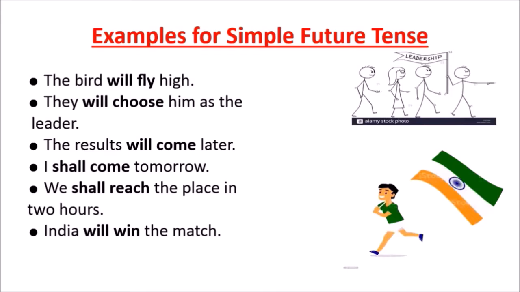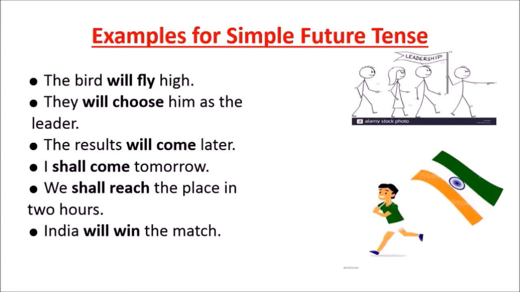So look at the next example. We shall reach the place in 2 hours. So we here refers to a group of people, maybe 2 or 3. So they believe that they shall reach the place in 2 hours. It is not for sure. It is not a promise actually. They are just believing that they'll reach the place in 2 hours. That's why they are using shall. Understand?